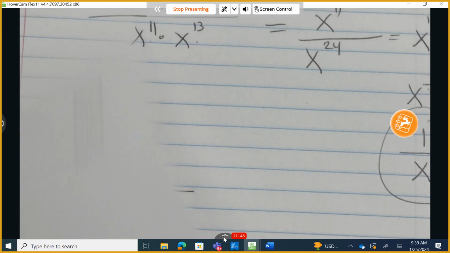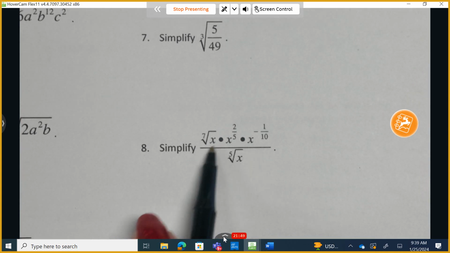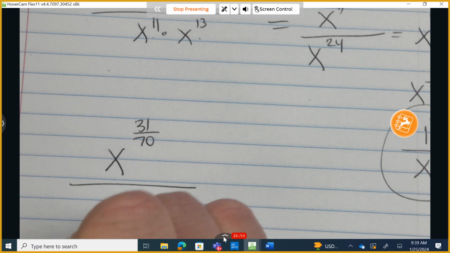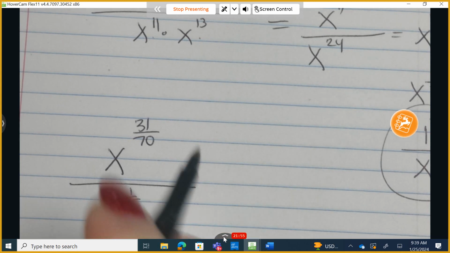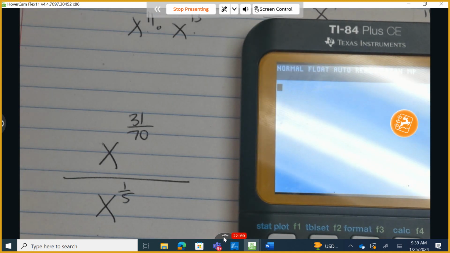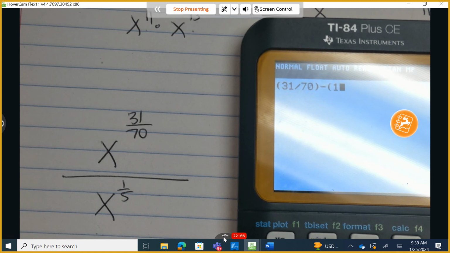Now let's take care of the denominator. The denominator, if I rewrite this in rational exponent form, is x raised to the 1/5, okay? So I've simplified the numerator and I've simplified the denominator. What do I do next? When we're dividing, we take the numerator, make sure it's in parentheses, and we subtract the denominator.